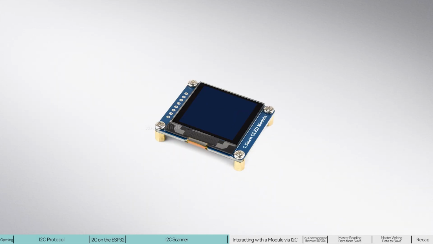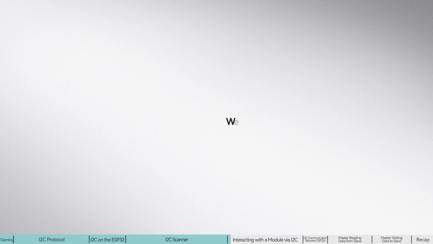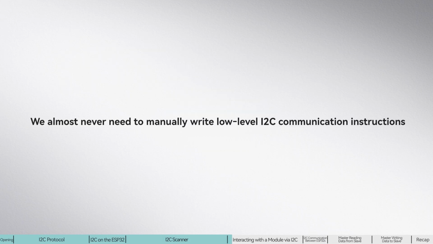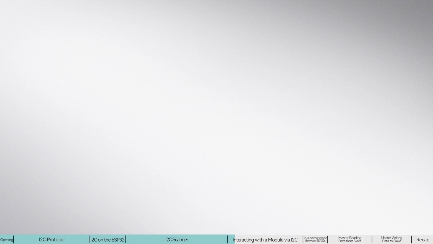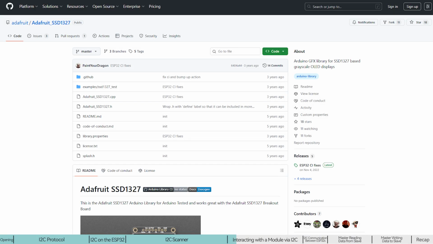Now that we know the address, we can interact with the module. In actual development, we almost never need to manually write low-level I2C communication instructions, because most sensor and module manufacturers or the community provide ready-made Arduino libraries. All we need to do is correctly configure the appropriate library to use the I2C pins we specified for the ESP32. Let's demonstrate by driving an OLED screen.